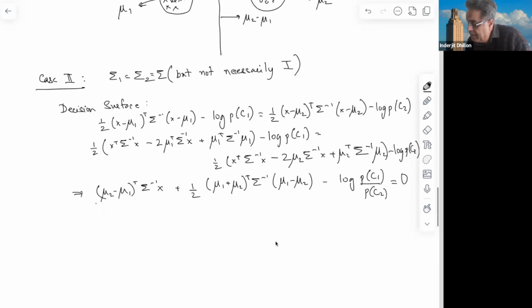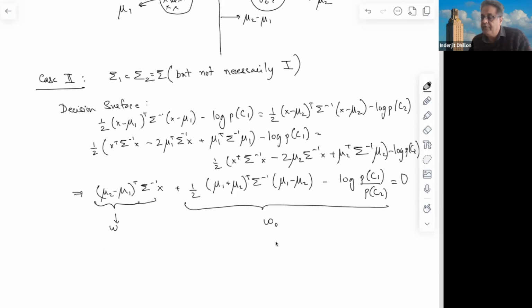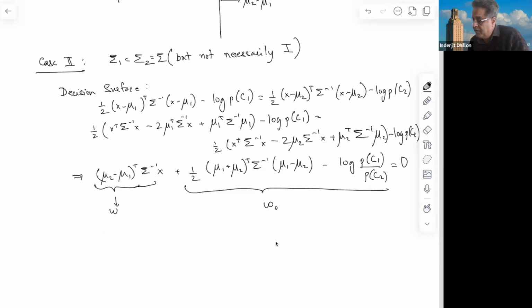So once again, I have W transpose x plus W naught equal to 0, where W is equal to sigma inverse times mu2 minus mu1. So W is different: it's not mu2 minus mu1, but it is sigma inverse times mu2 minus mu1.